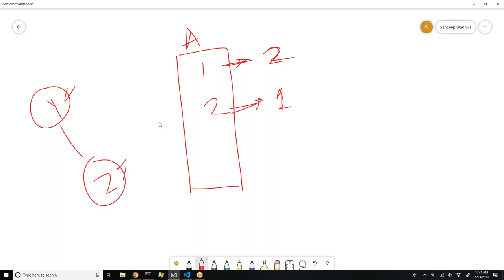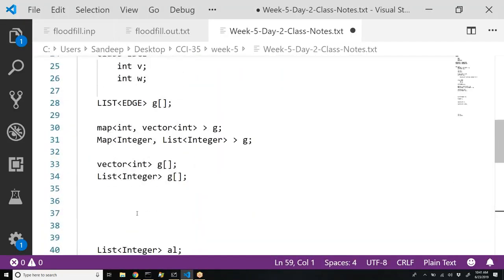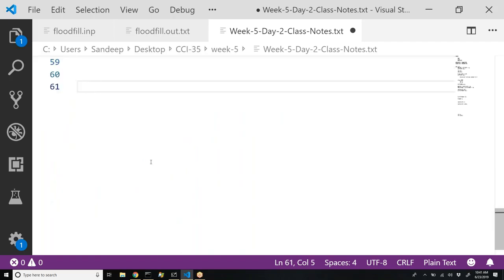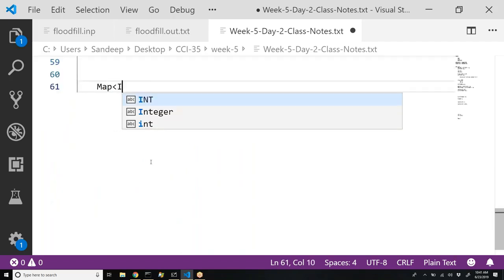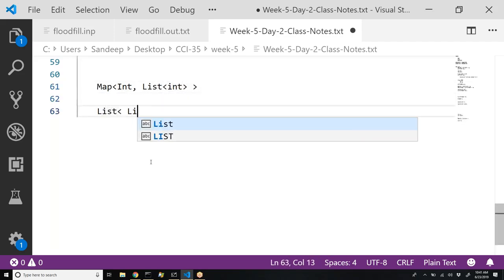Sandeep, can we use a map of integer comma list here also and try to solve this problem? Yes. Ideally, for a graph, you can use 3 notations. We said map of int, list of int. This is one. Second is you can use list of list.